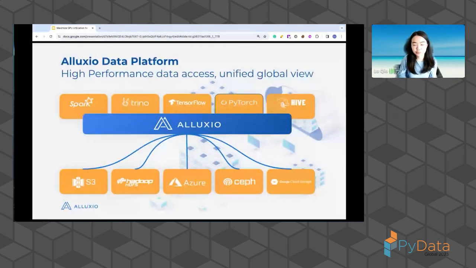So first, I will briefly introduce what the Elastic Data Platform is. You can consider it as one, a high performance data access, and the other, able to connect to different storage systems. So basically, it brings the data of different storage systems closer to different frameworks, like the big data frameworks like Spark, Presto, and also the AI frameworks like PyTorch and TensorFlow. So it brings the data closer and provides high performance data access.